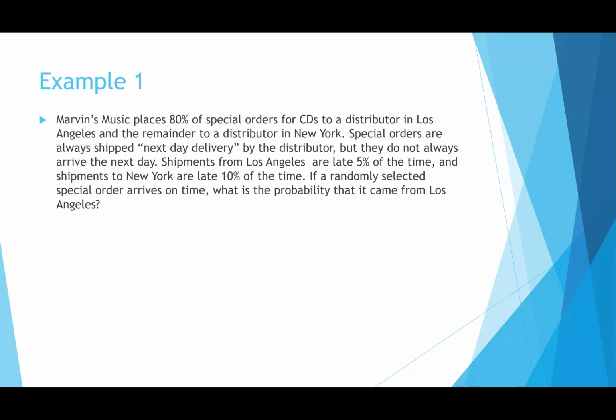So first and foremost, let's set up our tree diagram to get a visual and help us better calculate some of these probabilities. The first branch is going to be our distributors. We're either getting a package from LA or New York. Now from LA, my package can either be on time or it can be late. And same thing from New York: it's either going to be on time or it's going to be late.